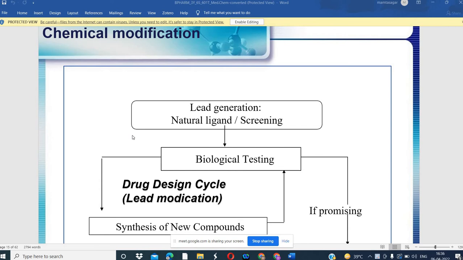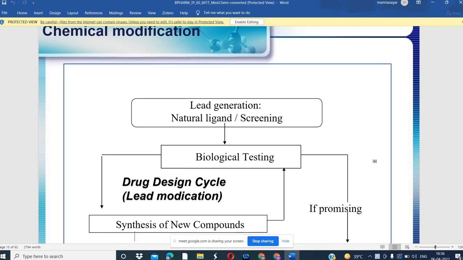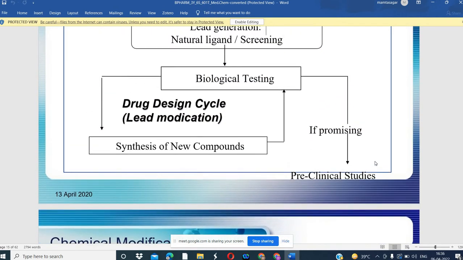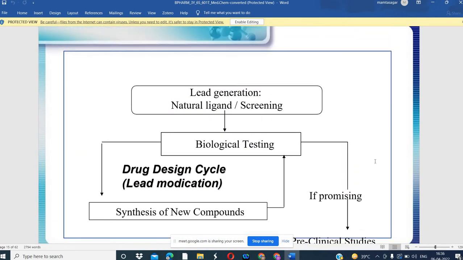Students, today we are going to study about chemical modifications in the drug design process. So this process involves a lot of steps that are called lead generation, natural ligand screening, biological testing, and synthesis of the new drug, new compounds. Okay, so these are the steps. So we start from the lead generation, natural ligand screening.